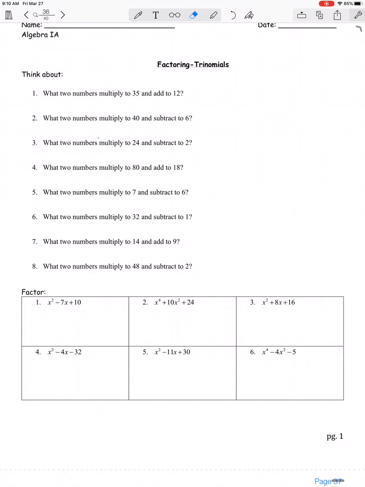Hello everyone. Today we are going to begin factor trinomials. So, yesterday I had you think about a couple of things. Let's take a look at 1 through 8. This is what we did yesterday and we'll check your answers.